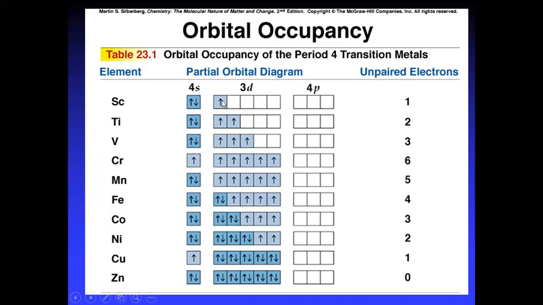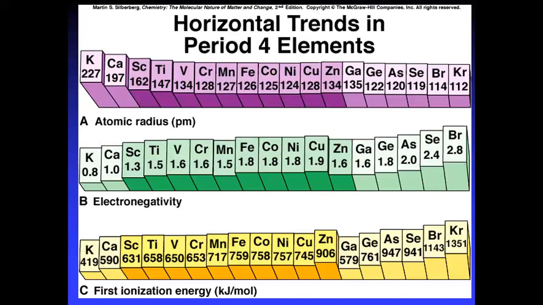You can see here 3d1, 3d2, 3d3, 3d5, 3d6 in iron, and here 3d7, 3d8, 3d9, where one electron is extra, and 3d10. The unpaired electrons you can see by counting how they change. There is a maximum of 5 unpaired electrons, and then again it decreases.